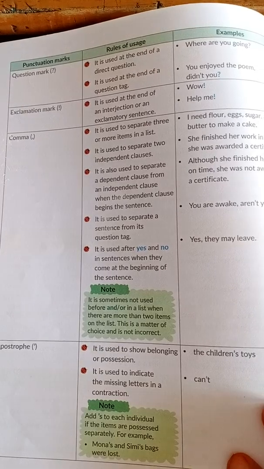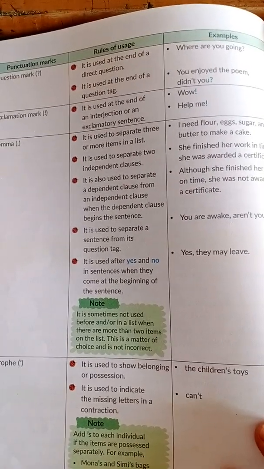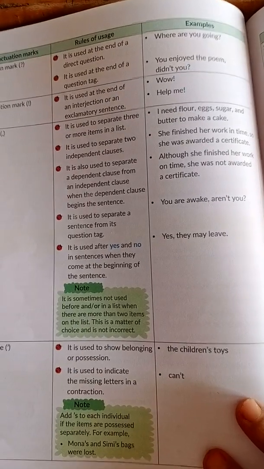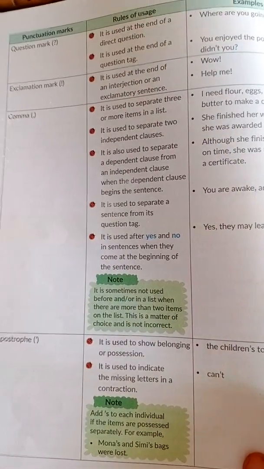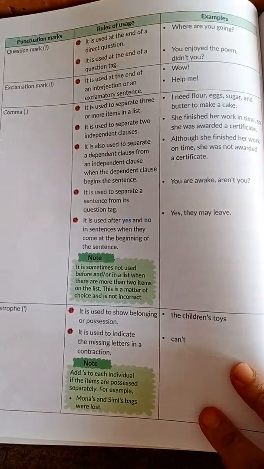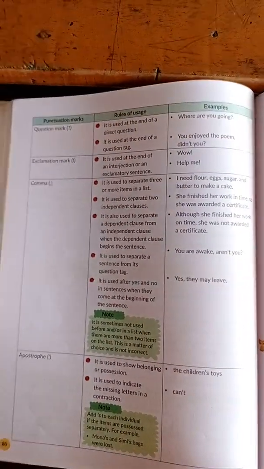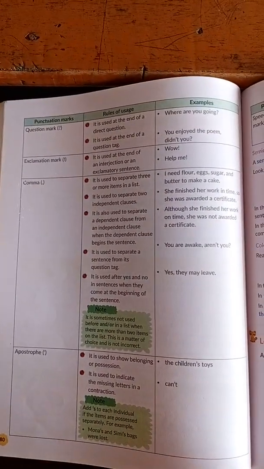Now let us see the comma. The comma, as with the general idea, is used to give a short pause. But over here some more points are given. It is used to separate three or more items in a list. I need flour, eggs, sugar and butter to make a cake.